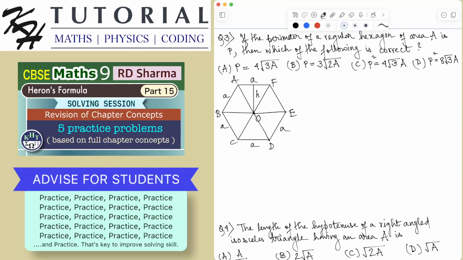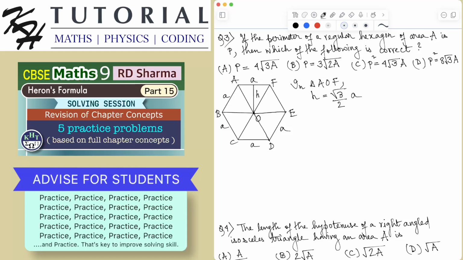So consider one of the equilateral triangles. We have 6 congruent equilateral triangles, and the length of each side of all the equilateral triangles is a, which is equal to the length of the side of the regular hexagon. So in equilateral triangle AOF, H, which is the altitude of the triangle, we know will be square root of 3 by 2 into a.